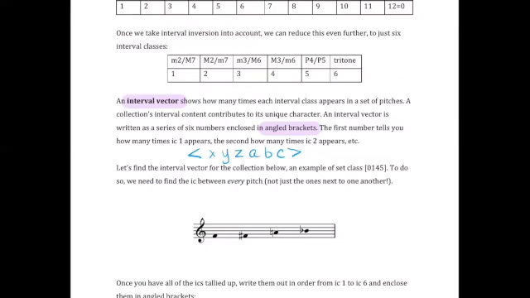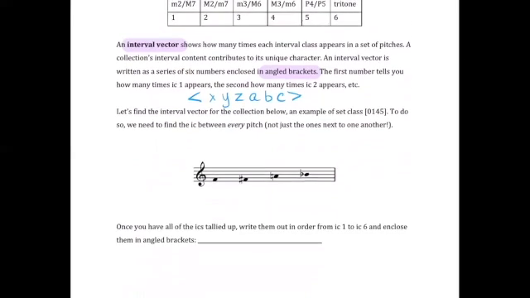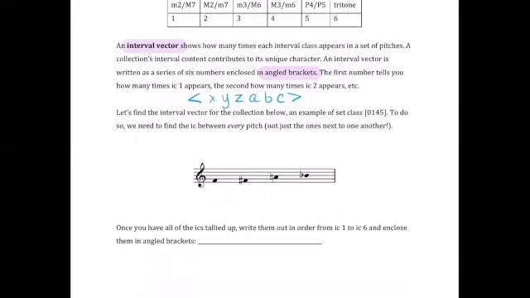So how do we go about finding an interval vector? I have set class 0145, one of its members, notated on the staff here. What we need to do is find the interval class between every pitch and every other pitch. So not just going kind of left to right, but exhausting every possible interval in the set. And there's a really methodical way you can go about that. And I'll show you the way that I process this.